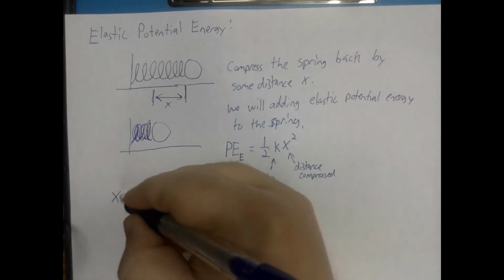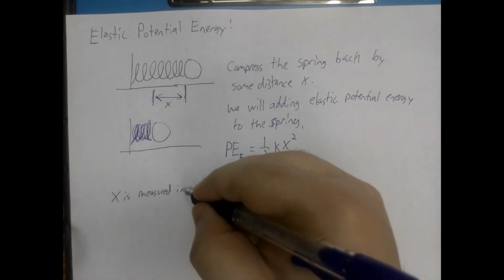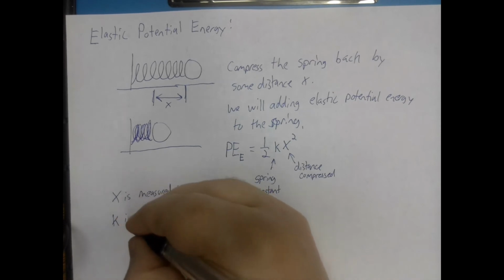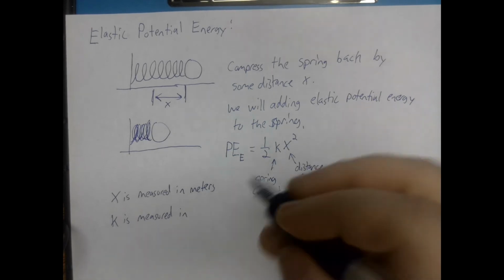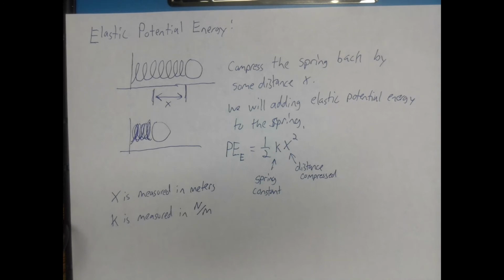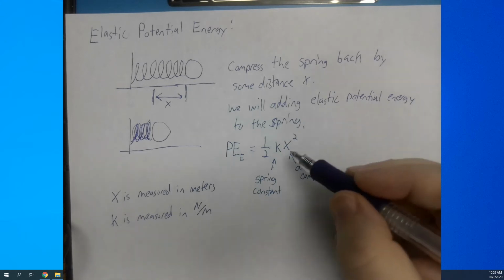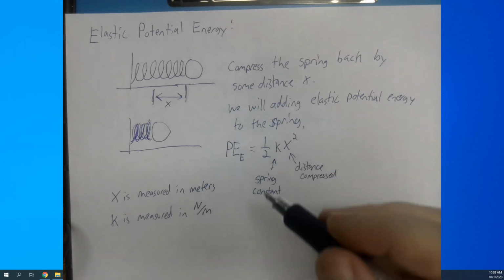So x is measured in meters. k is measured in newtons per meter. Because when you multiply by meters squared, one of the meters is going to disappear and you're going to get newton meters.